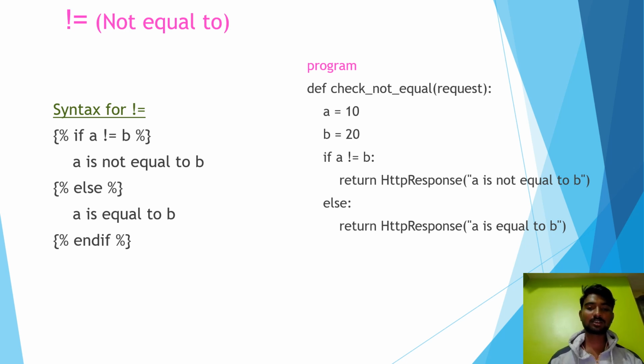In the same way, in a Python program, we check not equals to. If a is equals to 10 and b is equals to 10, it says that a is not equals to b is false, so it will respond a is equals to b. If we put b is equals to 10, then the response will be a is equals to b.